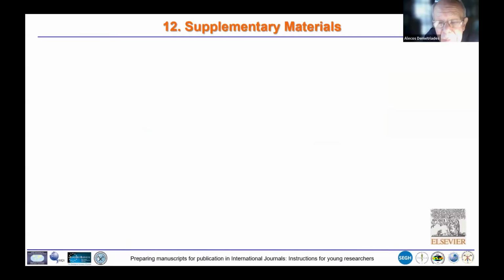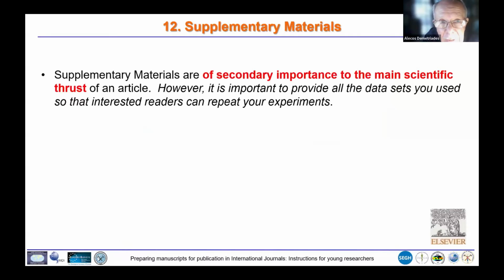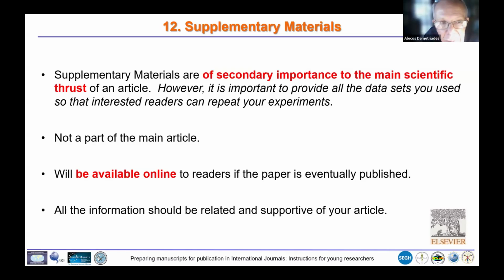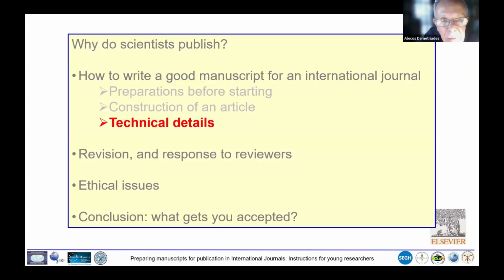Supplementary materials. These are very important. Supplementaries are of secondary importance to the main scientific thrust of an article. However, it is important to provide all the data sets you use so that interested readers can repeat your experiments. And this adds value also to your paper. Though not a part of the main article, they will be available online to readers if the paper is eventually published. All the information should be related and supportive of your article.